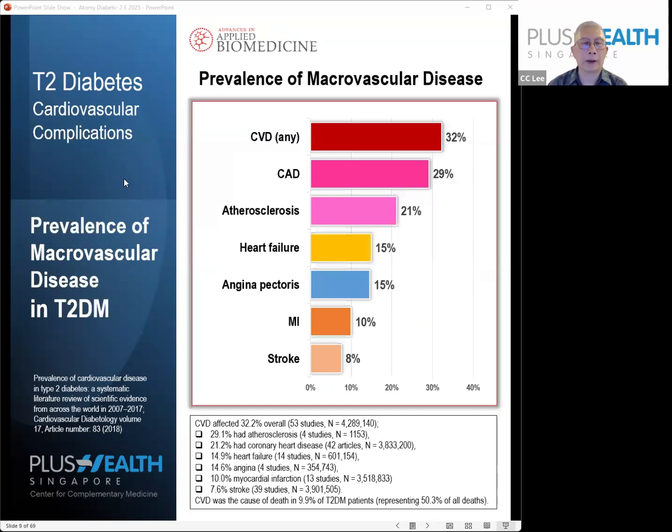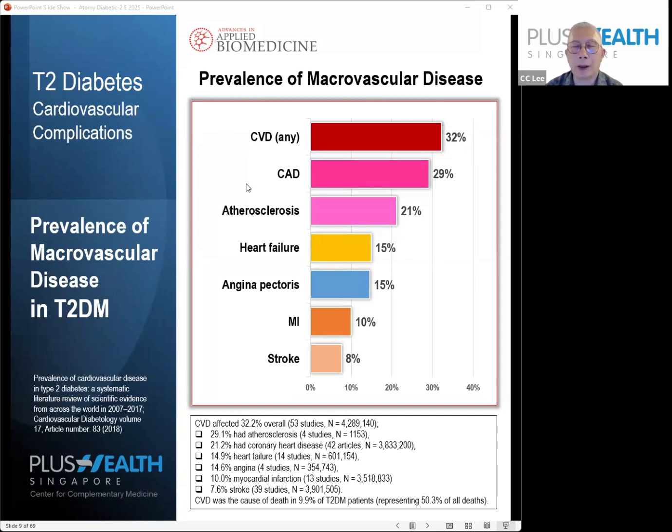Okay, now let's look at the large blood vessels complication, right? So the prevalence of macrovascular diseases, you can see from here, 32% of diabetic patients will suffer some form of cardiovascular disease. This chart basically shows that.